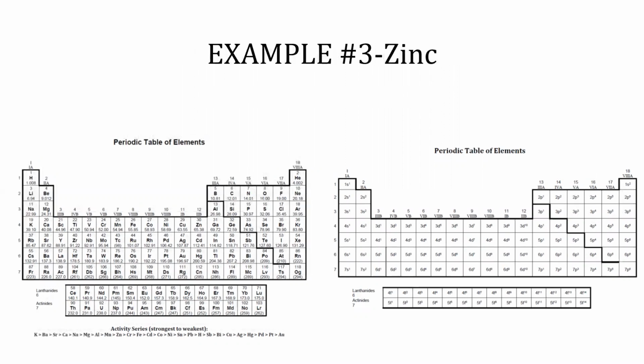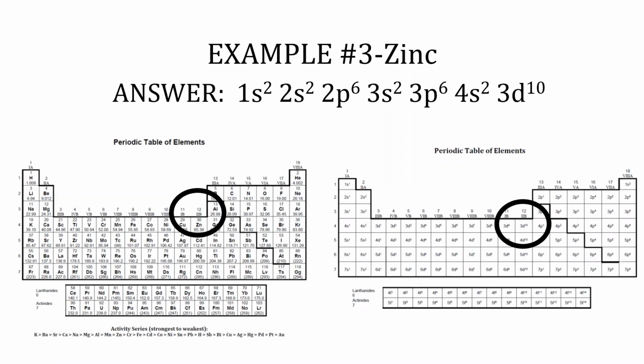The third example is zinc with an atomic number of 30, so it has 30 electrons. The electronic configuration for Zn is 1s2, 2s2, 2p6, 3s2, 3p6, 4s2, 3d10.